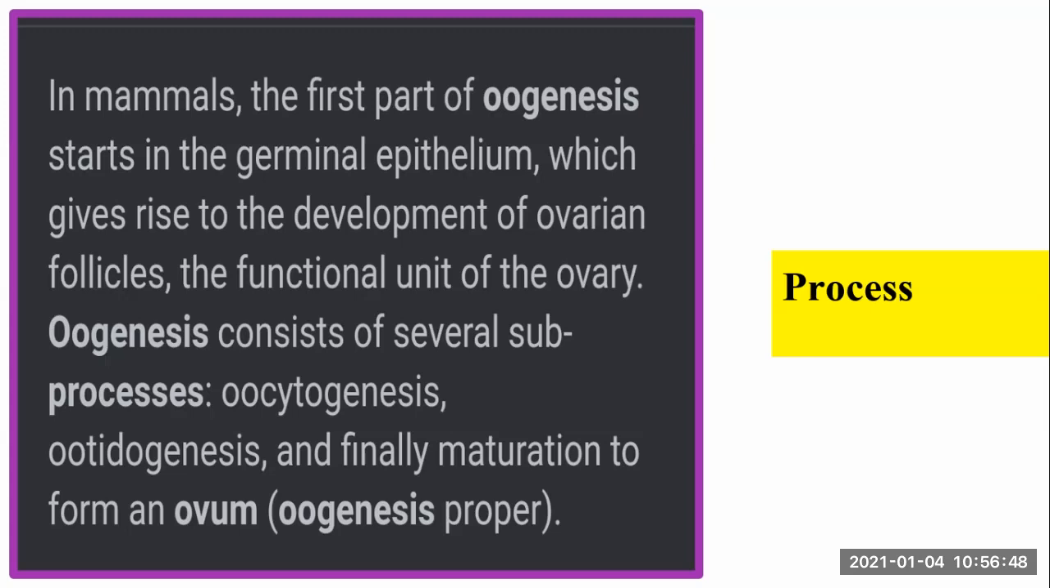Oogenesis, the process of formation of the ovum, consists of several sub-processes. It has some sub-stages like oocytogenesis, ootidogenesis, and finally the maturation to form an ovum. So, oogenesis proper. Now what do we mean by ootidogenesis? By mitotic division only, the primary oocyte turns into another form. That is ootidogenesis. This is one of the intermediate stages of oogenesis, the proper ovum formation.